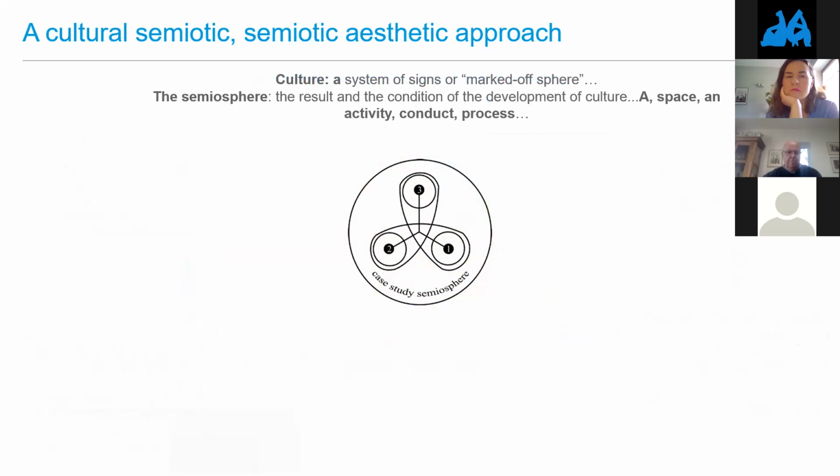Within the cultural semiotic or semiospheric framework of the study, culture is defined by Lotman and Tartu as a system of signs or marked sphere, hypothetically creating a closed area that depicts a common cultural background as opposed to a larger whole and against non-culture, defined as that not belonging to a particular religion, not having access to some knowledge, or not sharing some type of life and behavior. We can also add that the semiosphere is the result and the condition of the development of culture, a space that appears in any form of activity, contact, or process that involves signs and makes semiosis happen.